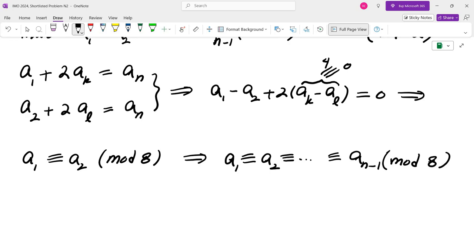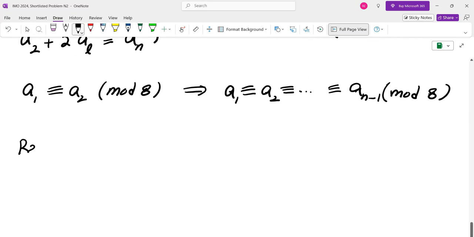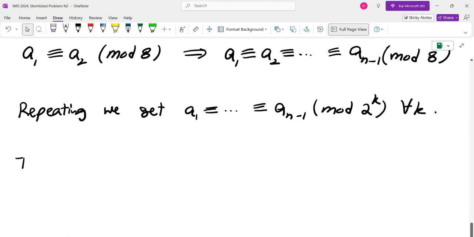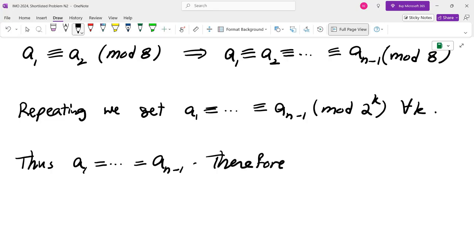So of course, this is a contradiction if you repeat this process. So repeating, we get that A1 all the way to AN minus 1 are congruent to each other mod 2 to the K for every K. And what does this mean? That means A1 through AN minus 1 must be the same. So therefore, in fact, N must be 2. So either 1 or 2.